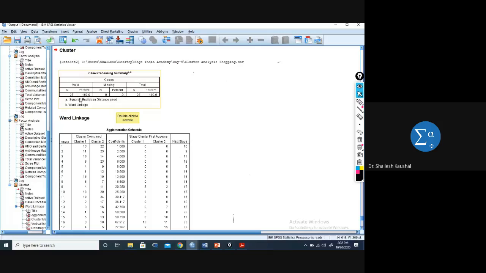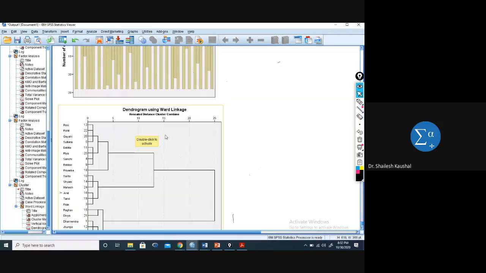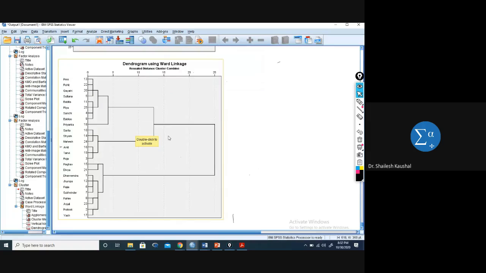I used only 25 buyers. So the first table is the agglomeration schedule, the second table is cluster membership, the third is cases, and the fourth is the dendrogram. I'm explaining them one by one. So what does agglomeration schedule mean?